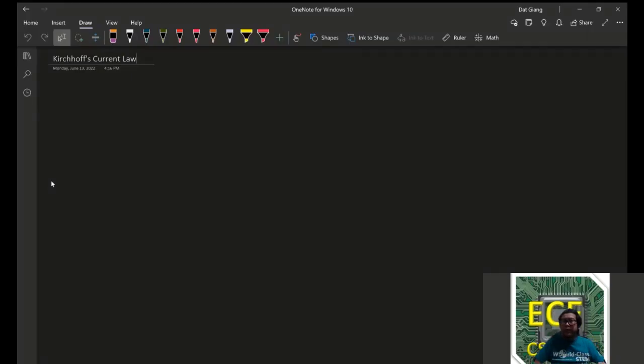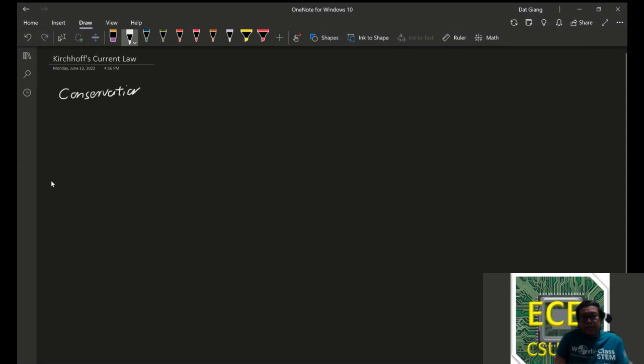Okay, so now we're going to be discussing Kirchhoff's second law, or Kirchhoff's current law. Now, this law is based on the conservation of charge. Similar to the conservation of energy, where one form of energy, when used, becomes another form of energy, conservation of charge states that charges don't disappear, they redistribute.